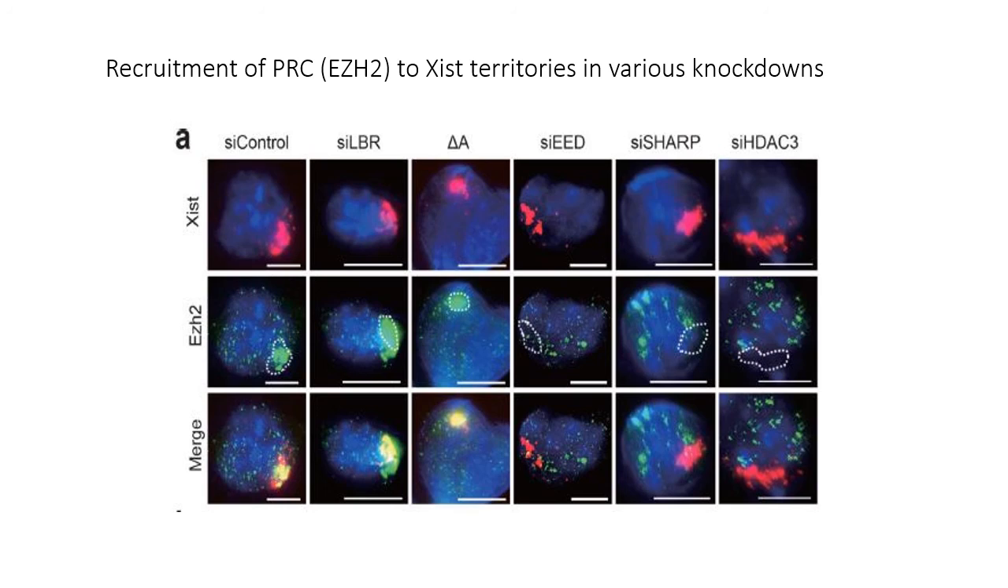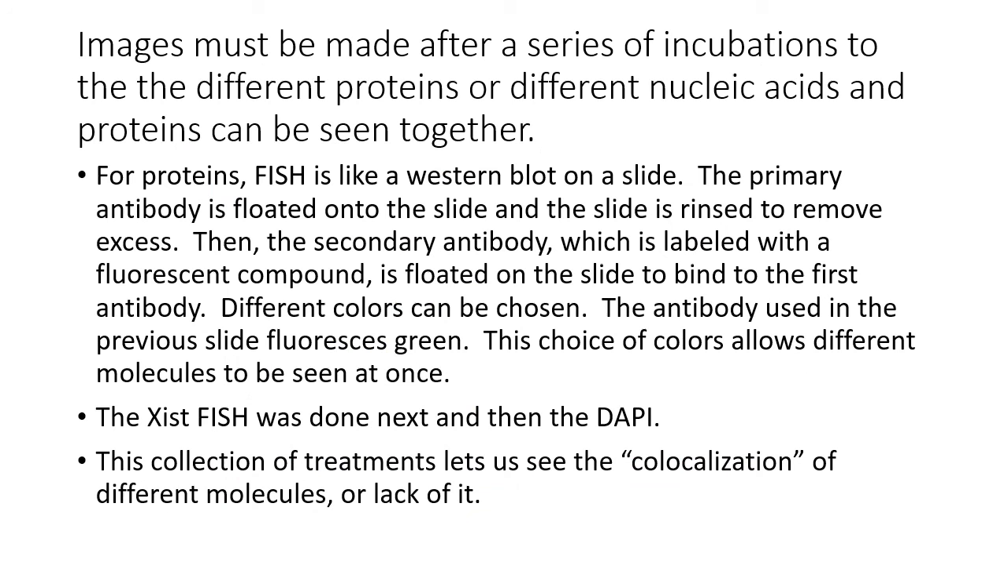So this is like a Western blot on a slide, because EZH2 is actually detected with an antibody rather than with a nucleic acid probe, as you would typically see. Okay, so again, we're going to treat this slide like a Western blot. We're going to float the antibody, rinse, use a secondary antibody, which is labeled with a color, and that enables us to see them both. So this is an example of co-localization, or lack thereof, in the different cells.